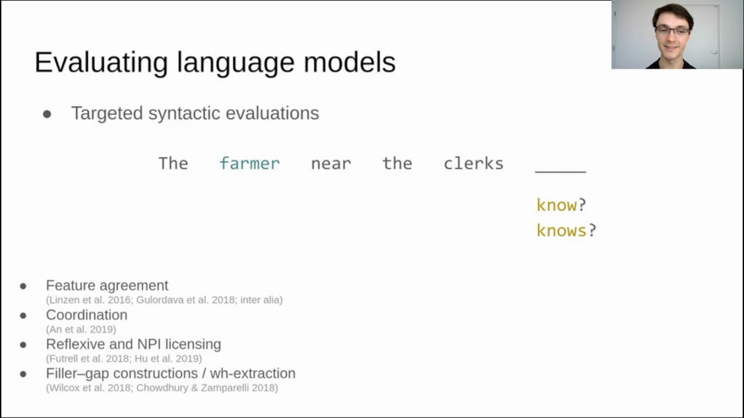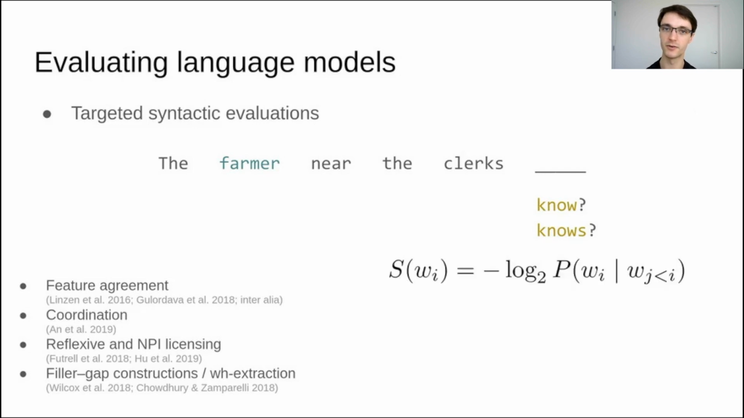A recent paradigm for testing that claim is called targeted syntactic evaluations, or targeted evaluations for short. In this paradigm, we look at language model prediction behavior on specifically chosen language modeling prediction problems. They're chosen because we think that they reveal facts about the underlying grammatical knowledge of language models. In this sentence, we have "the farmer near the clerk's blank." We're interested in the language model's relative preference for a grammatical continuation like "knows" versus an ungrammatical continuation like "no." The preference there for the grammatical continuation should reveal whether or not the model has extracted the correct knowledge about subject-verb number agreement in English.